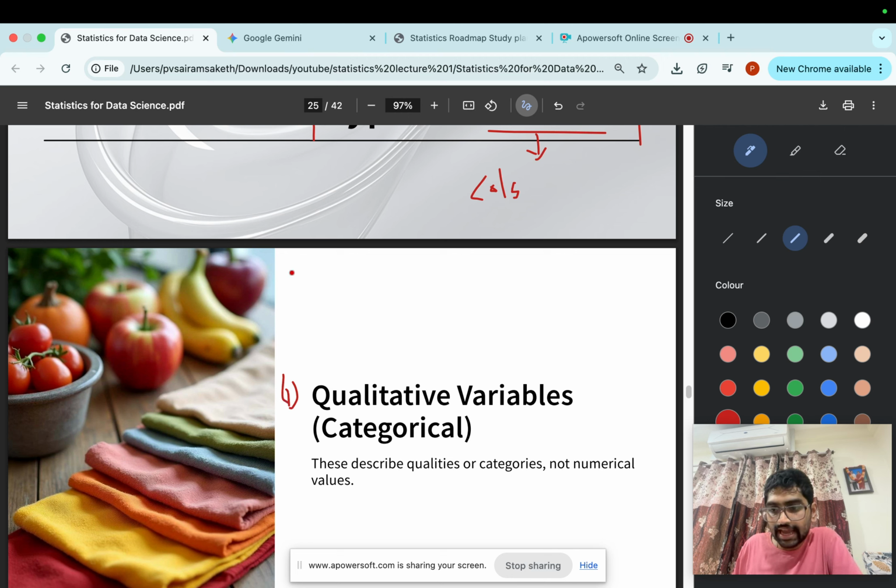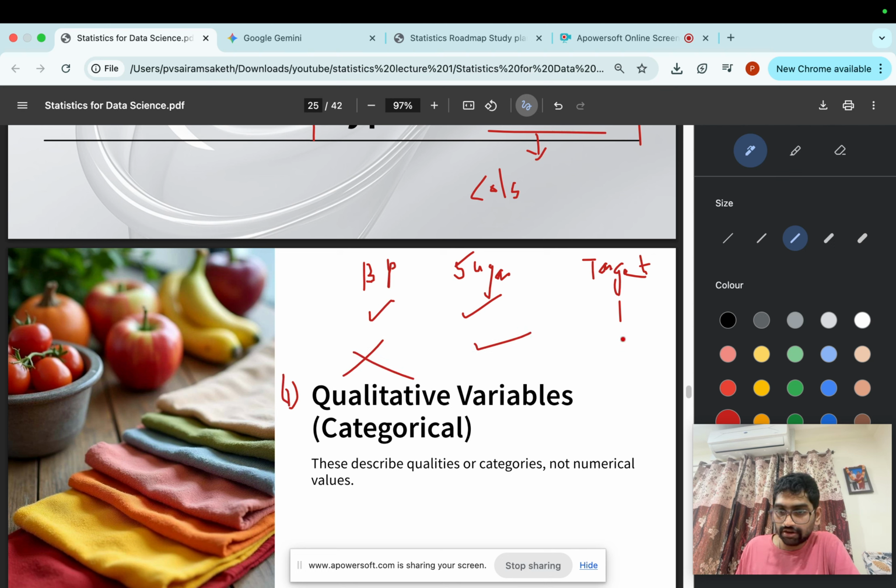Now let me take one example to explain this. Let's say I have data like blood pressure and sugar, and you have to predict whether a person will get heart disease or not. That is the target. If this person has BP and sugar, then there is a chance that he will get heart disease. If a person does not have BP but has sugar, then also he might get a heart attack.